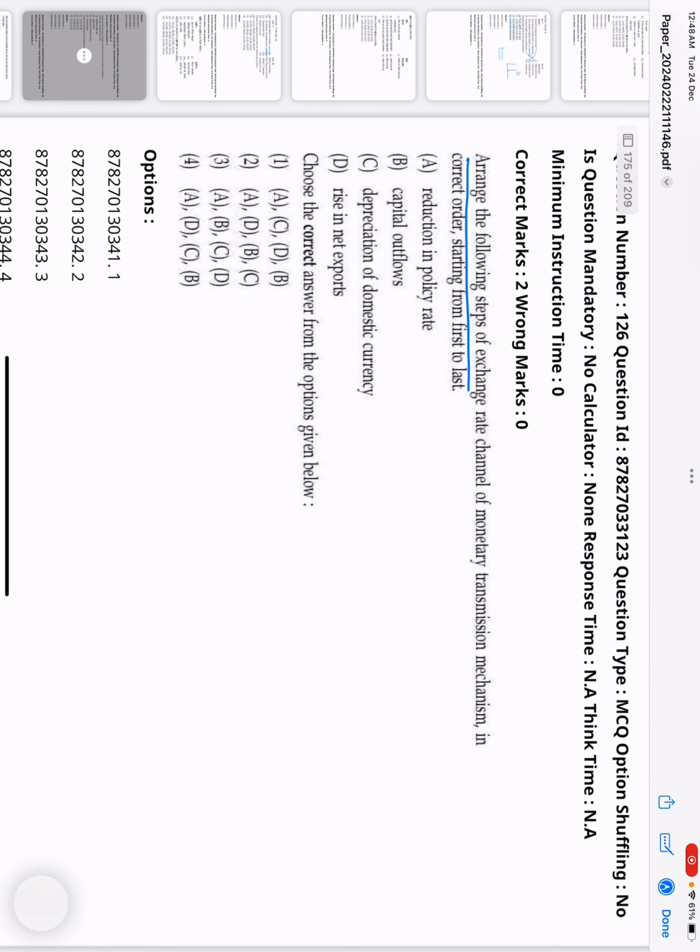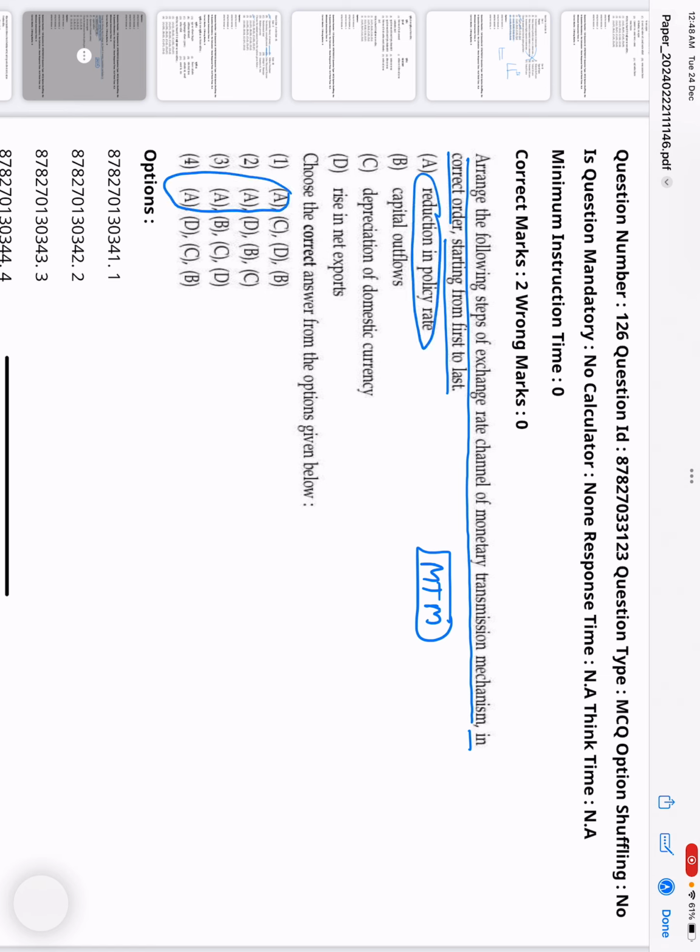Arrange the following steps of exchange rate channel of monetary transmission mechanism in correct order starting from first to last. So we are talking about monetary transmission mechanism. Now the initial thing is reduction in the policy rate. A is initial, so we'll rank it as 1. Now if there is reduction in policy rate, that would lead to capital outflows because the interest rate in other countries would be higher. If there is capital outflows, that would lead to depreciation of the currency, and hence depreciation of the currency would lead to rise in net exports. So the answer would be A, B, C, D, C. Okay, next question.